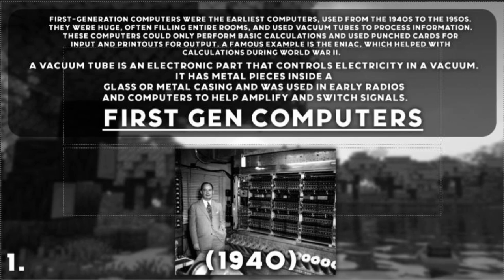The punch cards were used for input in the vacuum tubes, and for printouts output was used. A very famous example is the ENIAC, which helped with calculations during World War II. ENIAC was very popular amongst the soldiers, amongst the people during World War II.